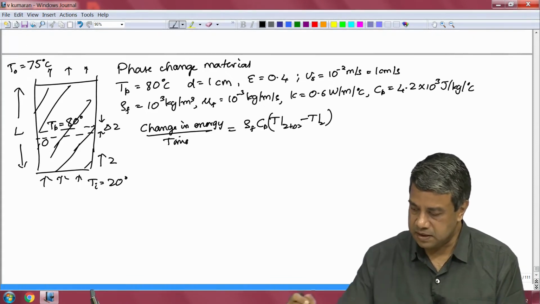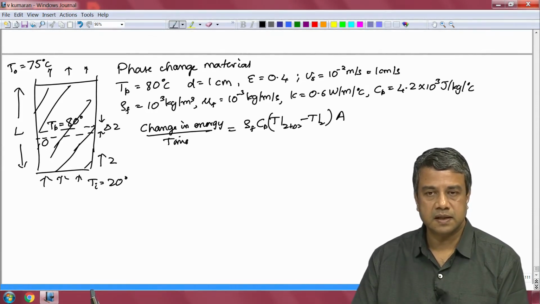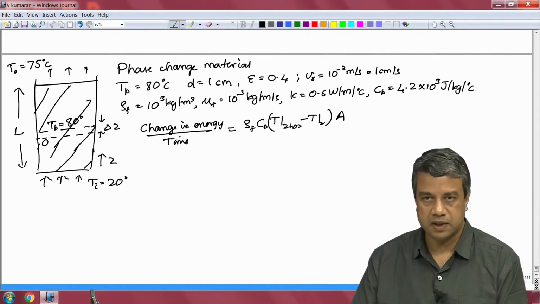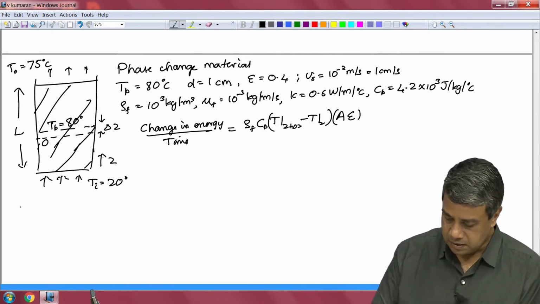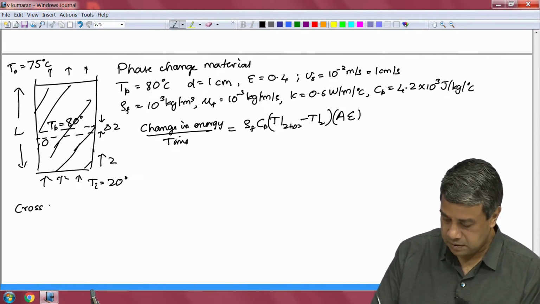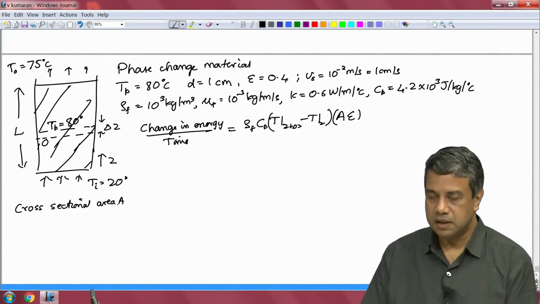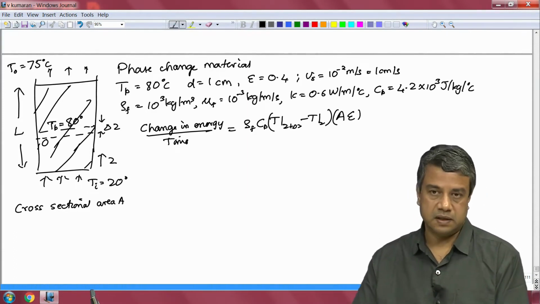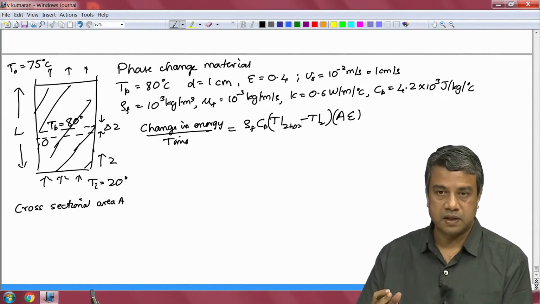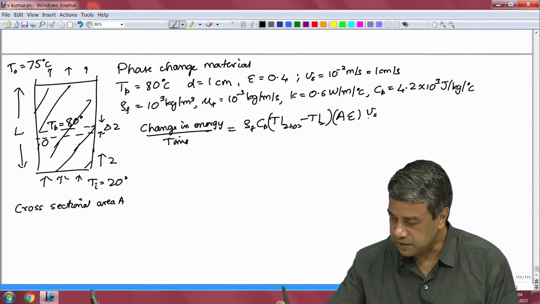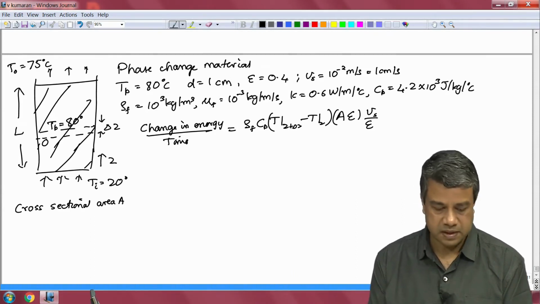So, if the bed has cross sectional area A, the cross sectional area that is occupied by the fluid is going to be equal to A into epsilon, because the porosity is epsilon, and the velocity of the fluid through the particles is going to be equal to the superficial velocity divided by epsilon.